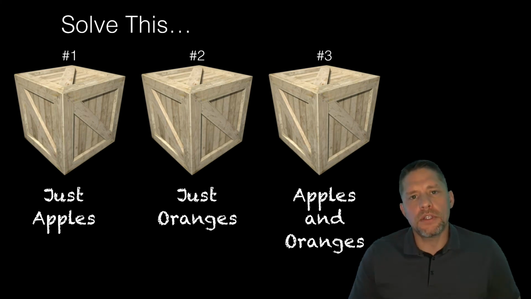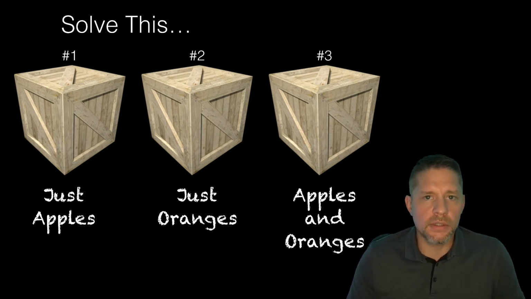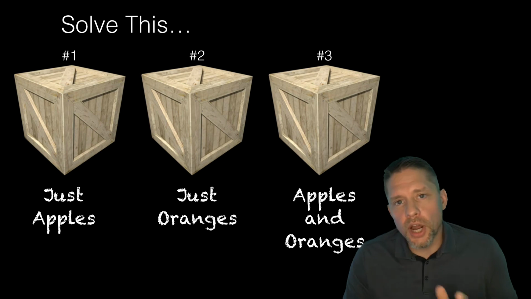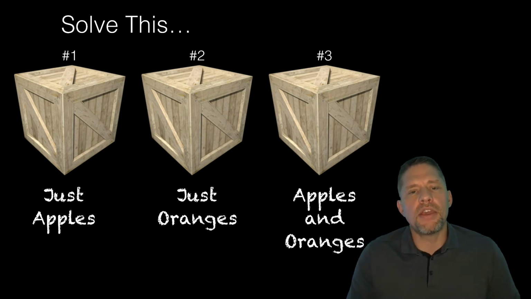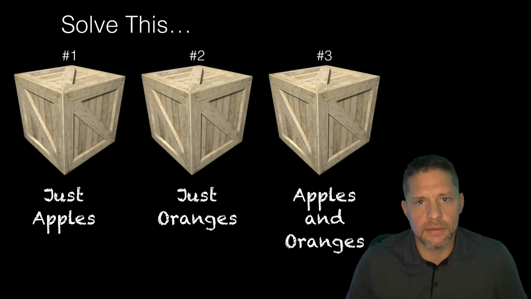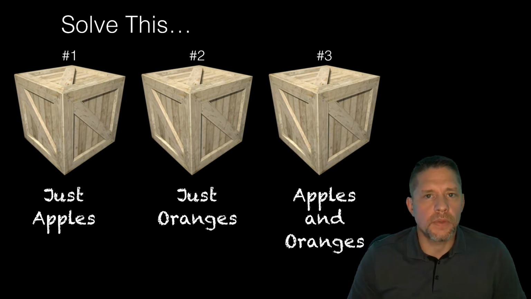How does your brain go about solving this puzzle? I'm going to pause for just a second while you work through it. If you already know, try to go back to the beginning and think about how you got to that answer. All mislabeled, can peek at one piece of fruit.